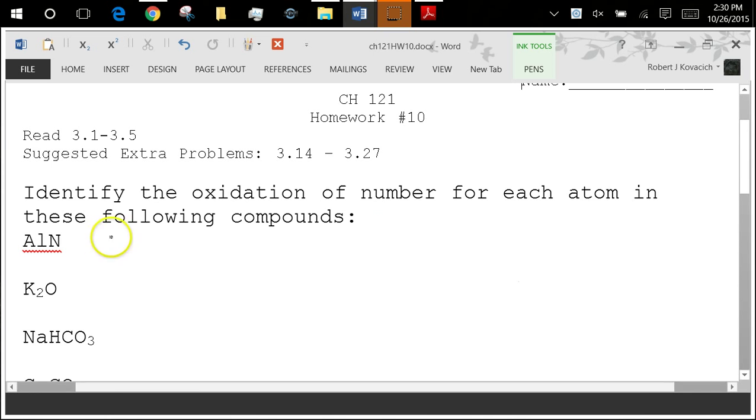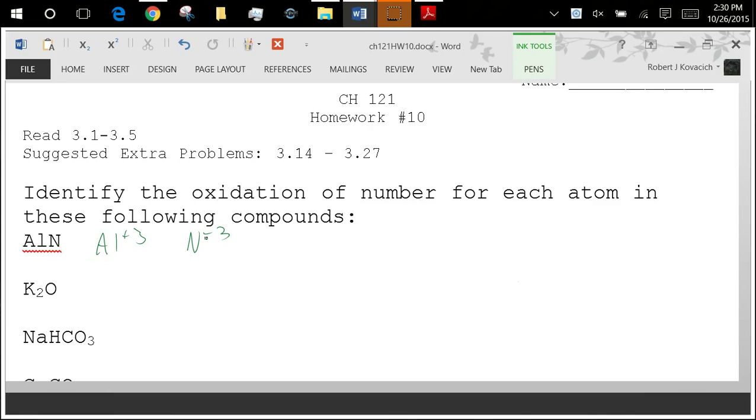Al +3 and N -3. How do you know it's Al +3? Because aluminum always has a charge of +3. If you look on the table, aluminum just has the one oxidation state, so its charge is +3. Plus it's in column 3A, and those guys have a +3 charge. And do you need to look at the nitrogen? No, there's only one thing there, so it's just -3.